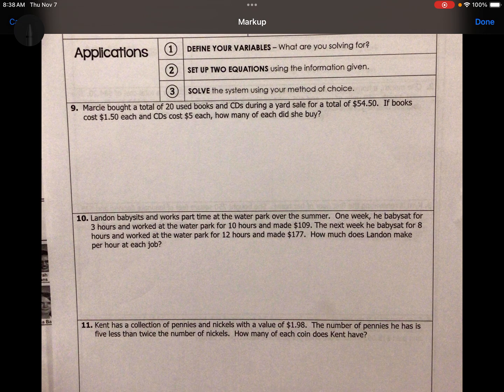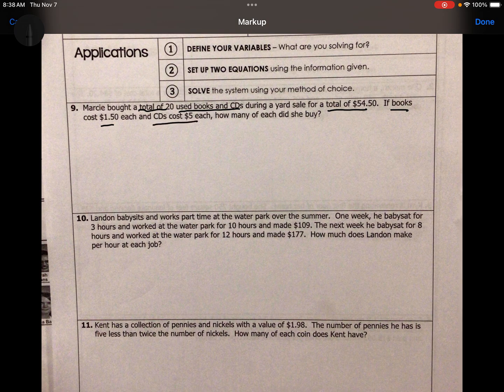All right, so number 9 says Marcy bought a total of 20 used books and CDs during a yard sale for a total of $54.50. If books cost $1.50 each and CDs cost $5 each, how many of each did she buy? So you want to look at what you are talking about. So we're talking about books and CDs, and I have a total of 20 of them. For a total of $54.50, books are $1.50 each and CDs are $5 each.